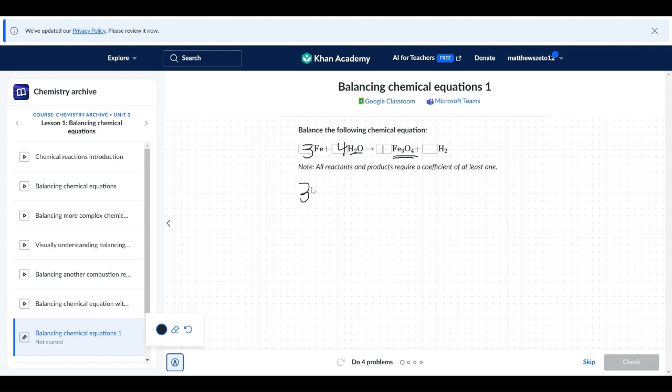Oh my god, this is hard to write with. We have 3 iron. We have 4 times 2 is 8, so that's 8 hydrogen. And then we also have 4 oxygen. On this side, we have 3 iron, 4 oxygen, and in order to get those 8 hydrogens, since we have 2 in each molecule, we would need 4. So let's put that into Khan Academy: 3, 4, 1, 4.